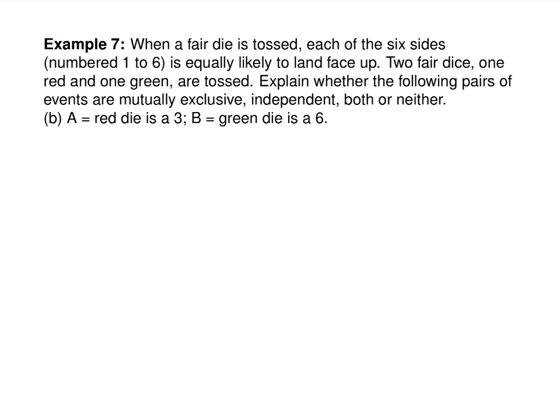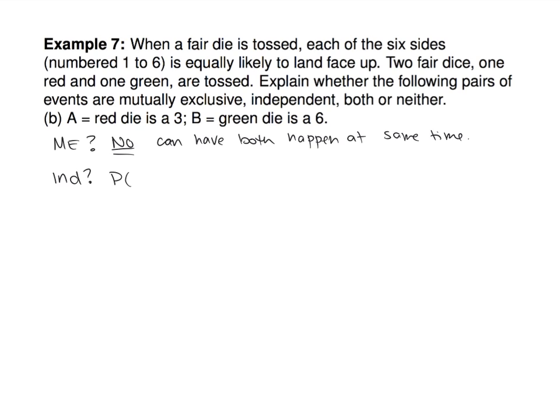How about red die is a 3, green die is a 6? So are they mutually exclusive? No. We can have both happen at the same time. Okay, how about independent? What's the probability of A and B?